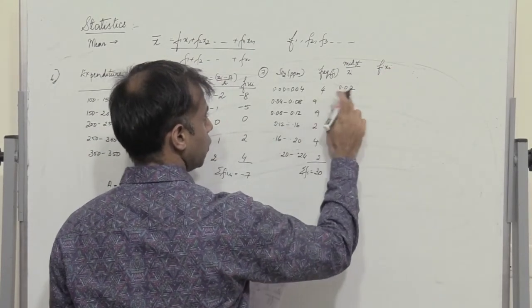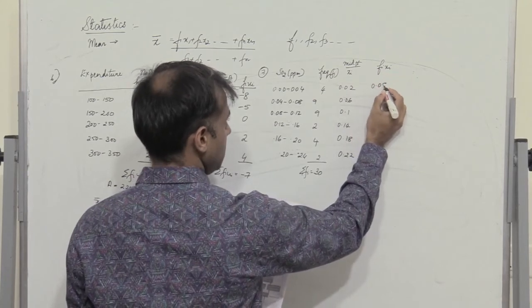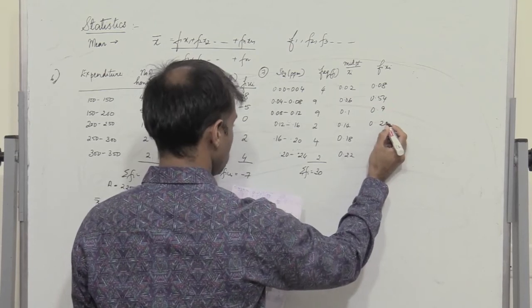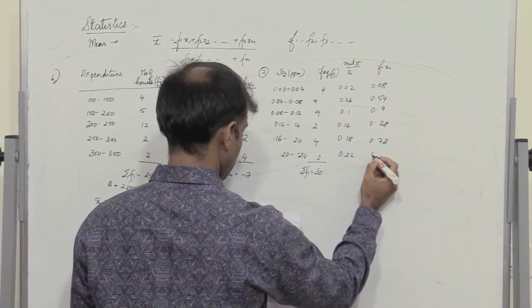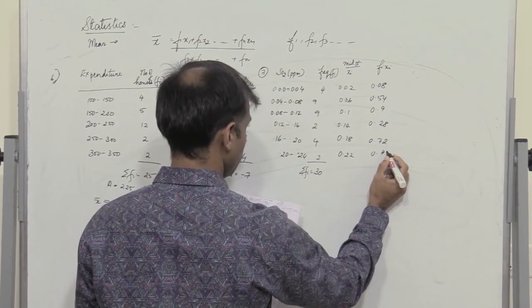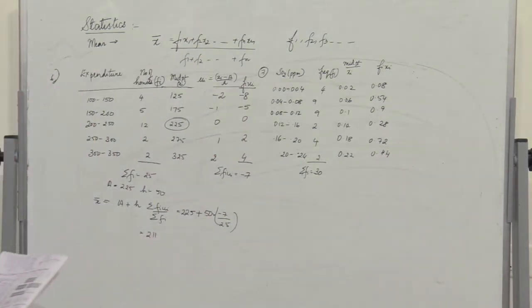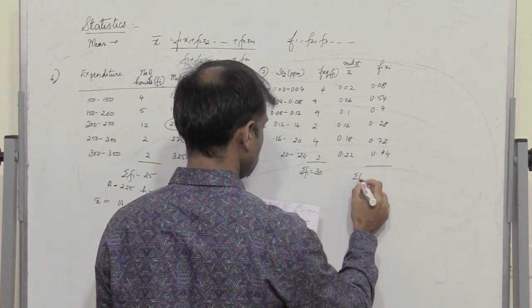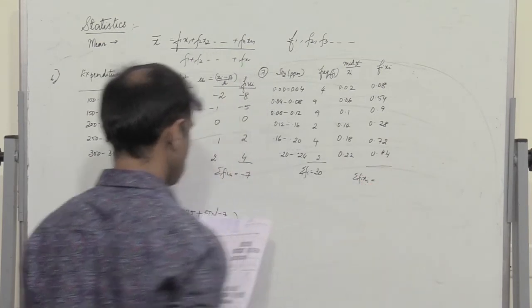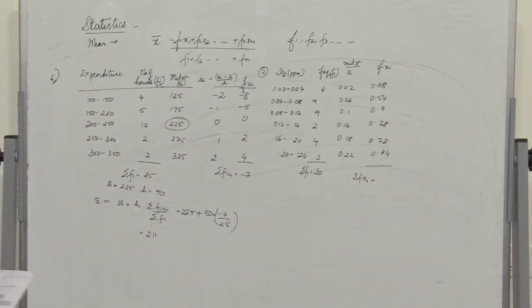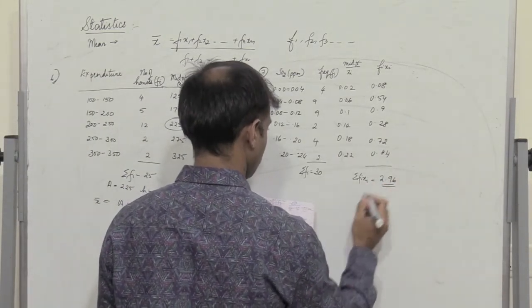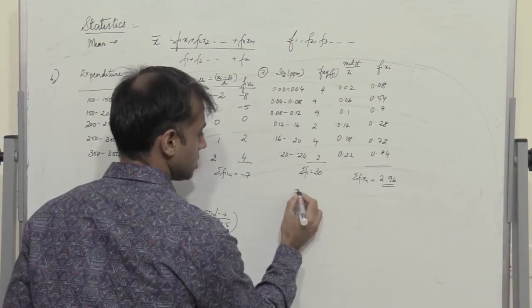So FIXI is 4 into 0.02 which is 0.08. So next we get 0.54, 0.9, 0.28, 0.72 and 0.44. Right? So now if I add up all of them, we get summation FIXI which gives us 2.96. Okay, so what is x cap, which is mean?